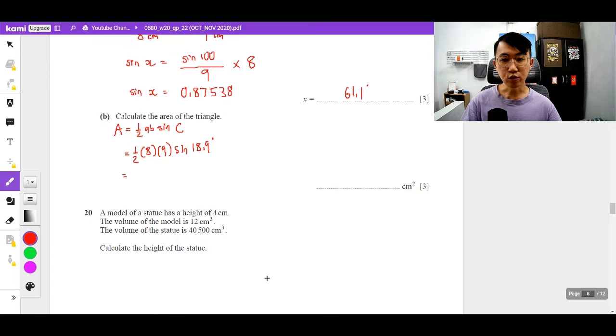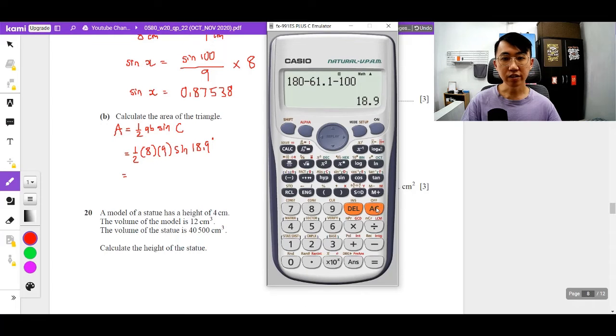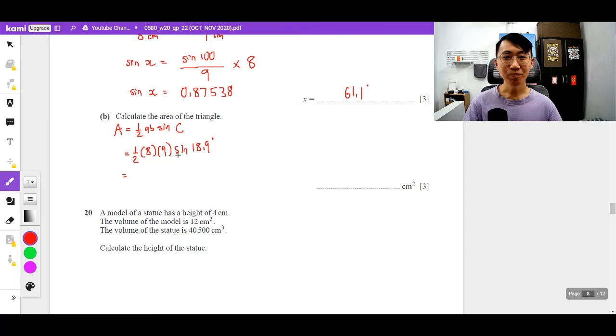So we can use our calculator right here. 0.5 times 8 times 9. Okay, remember, 8 times 9 times sine 18.9. Sine 18.9, so type it in one shot. Okay, 11.66. So that is your final answer. 11.66, and the unit is centimeter square. Log in one more time.